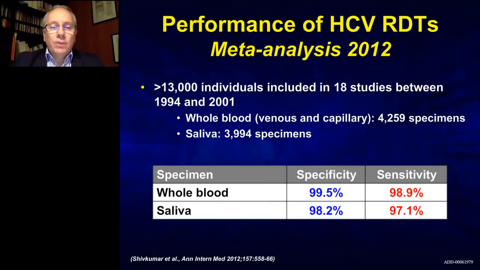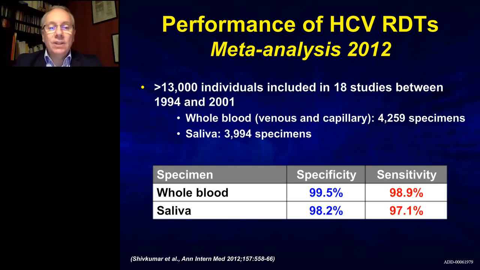So recently there was a publication of a meta-analysis of more than 13,000 individuals included in 18 studies between 1994 and 2001. 4,259 specimens were tested in whole blood from venous and capillary sampling, and 3,994 specimens from saliva. And as you can see in this meta-analysis of appropriate RDTs, the overall performance was very good, with a specificity of 99.5 for all blood, 98.2 for saliva, and a sensitivity of 98.9 for all blood, and 97.1 for saliva. So excellent performance.